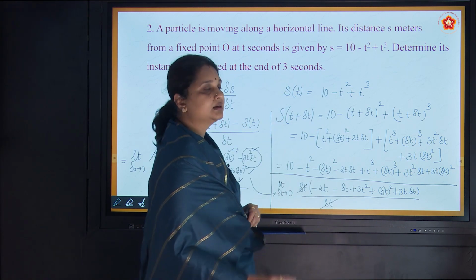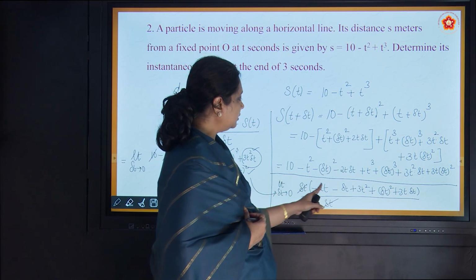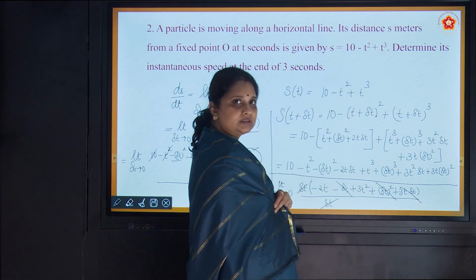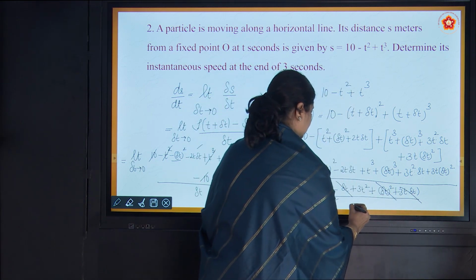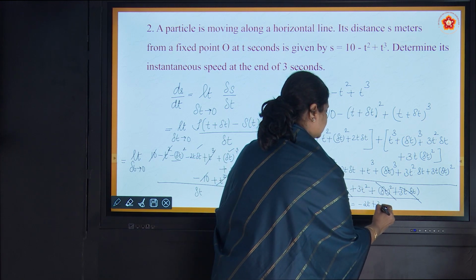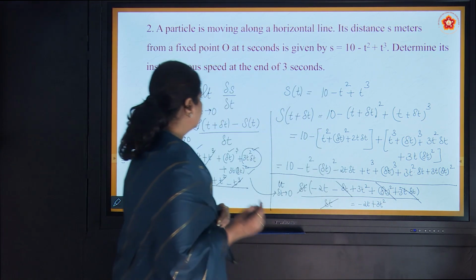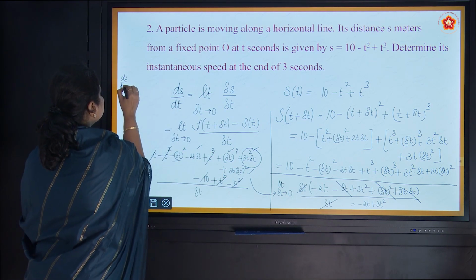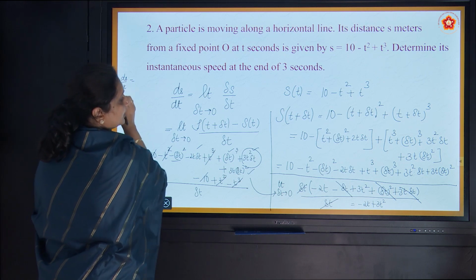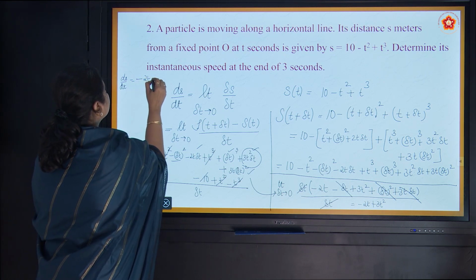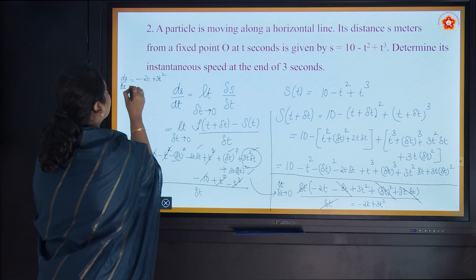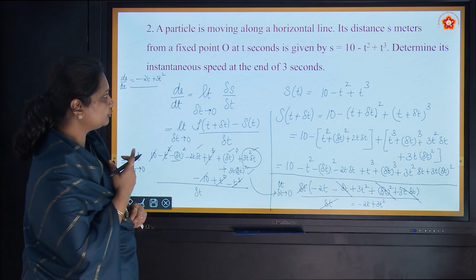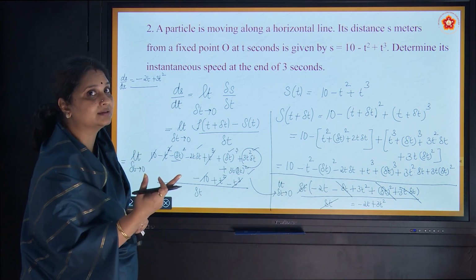Now I'm going to apply the limits. So delta t is 0. Wherever delta t is there, all that goes to 0. So I'm just left with minus 2t plus 3t square. So what do I understand from this? My ds by dt is equal to minus 2t plus 3t square. Does my question end there? No. I'm supposed to find the speed at 3 seconds.